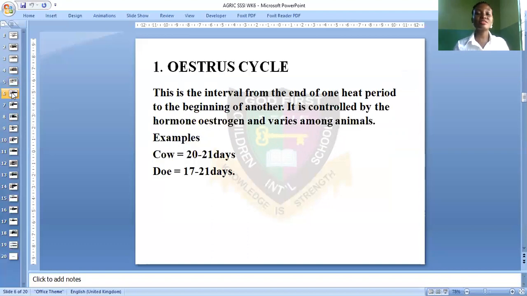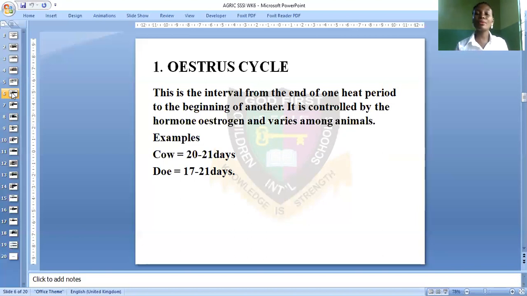The first term is the oestrus cycle. This is the interval from the end of one heat period to the beginning of another. Oestrus cycle in farm animals is just like the menstrual cycle in a female human being. It is the interval from the end of one ovulation period to the beginning of another period, and it is normally controlled by the hormone estrogen.